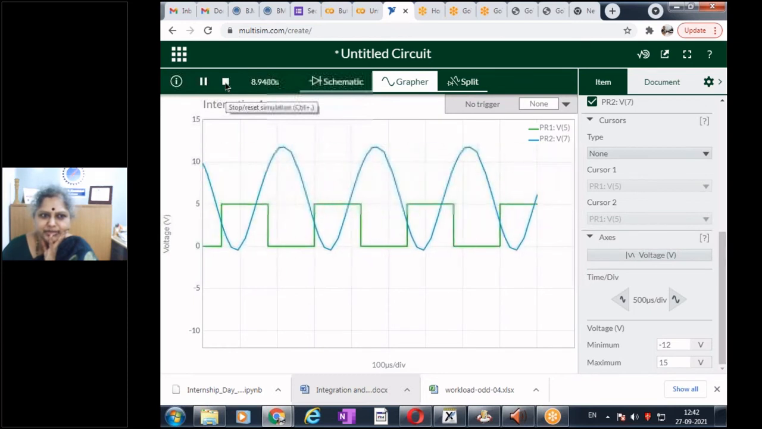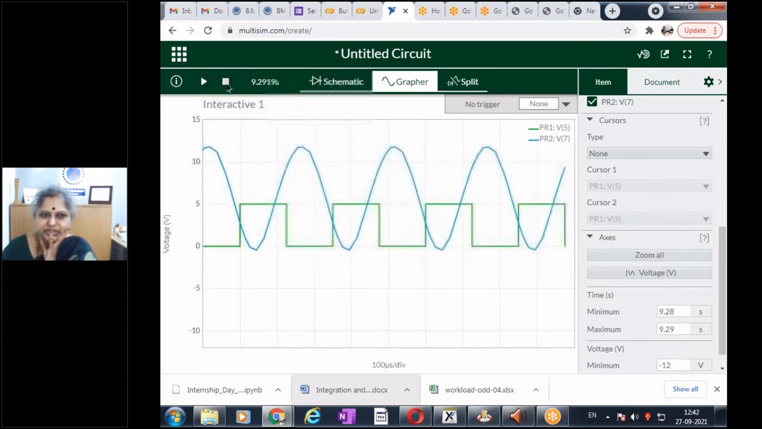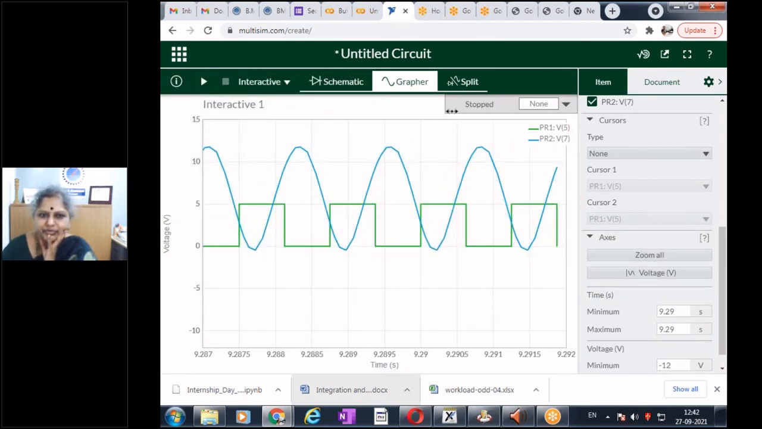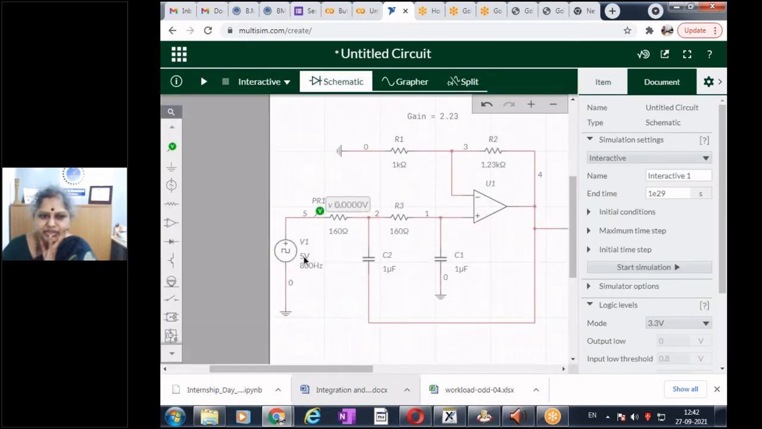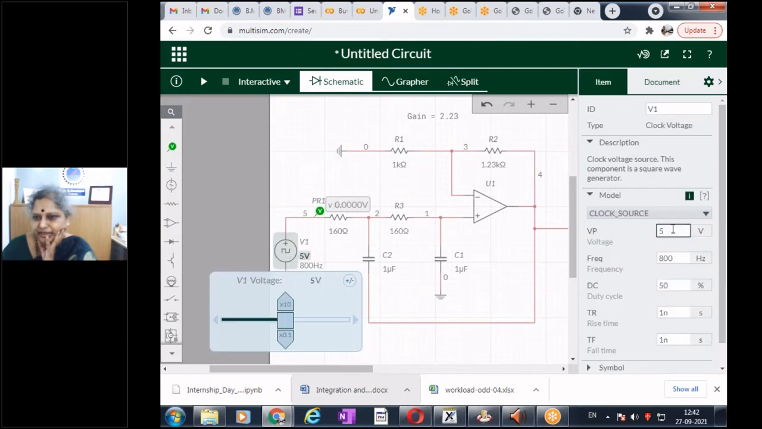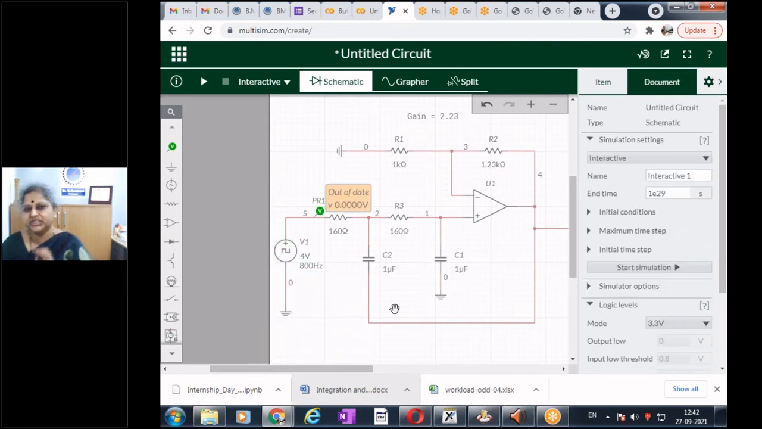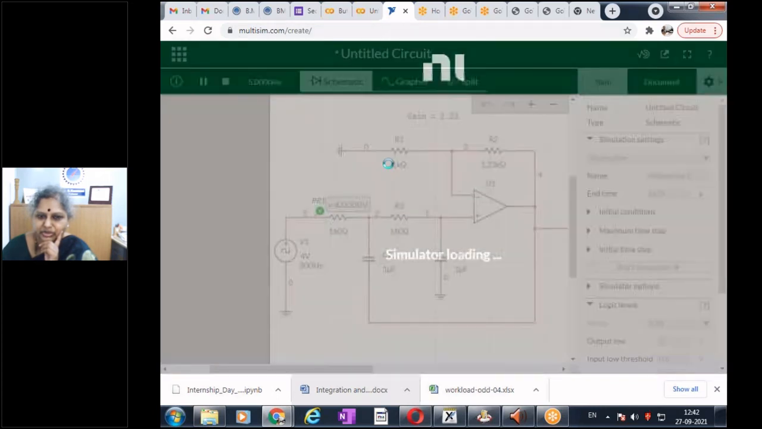Let's go back. Let's stop the circuit. And what are you seeing? Let me go back to my input circuit, and instead of giving 5 volts, which was a little higher, because we know the op-amp gets saturated, let me just make it 4 volts, and my frequency is 800 hertz. I have given 4 volts and a frequency of 800 hertz, and let me run it and see what is the output.